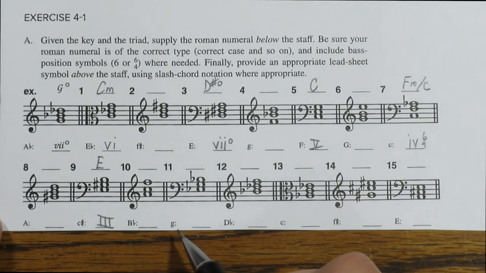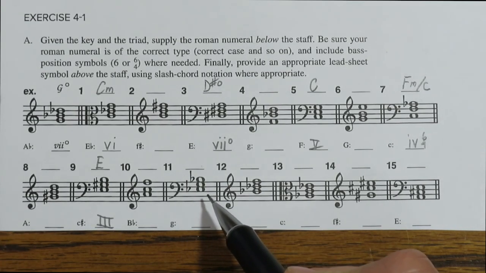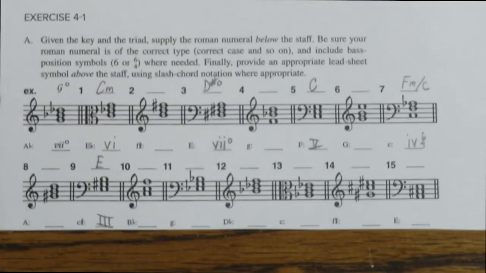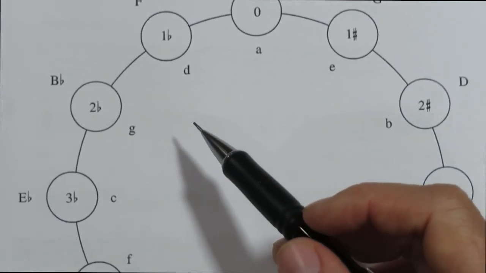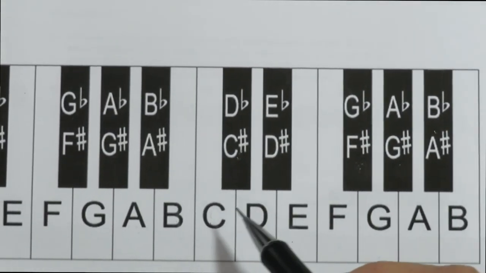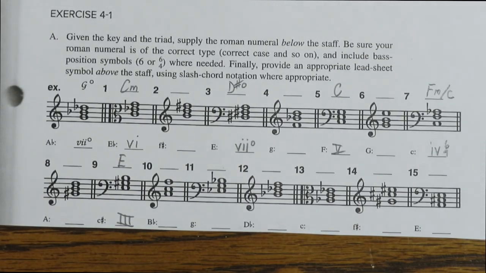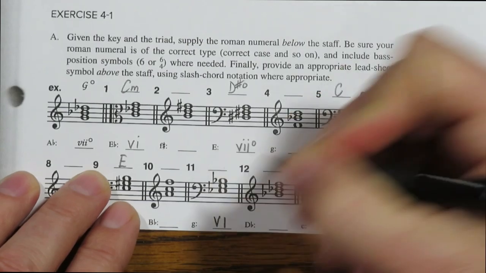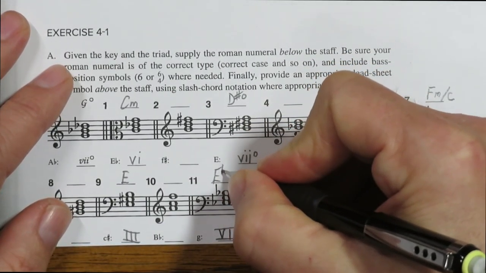Okay, now we have G minor. And bass clef, and we have an E flat major triad. Okay, so G minor, the key signature for G minor is 2 flats. Okay, so we have the B flat and the E flat. Okay, so the E flat and the B flat are present here. E flat major. So what scale degree is that? Let's find out. 1, 2, 3, 4, 5, 6. It's the 6th scale degree. So it's the 6th chord in root position. It's major. And we'll put the lead sheet E flat.